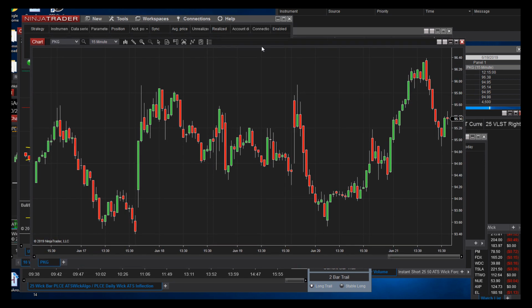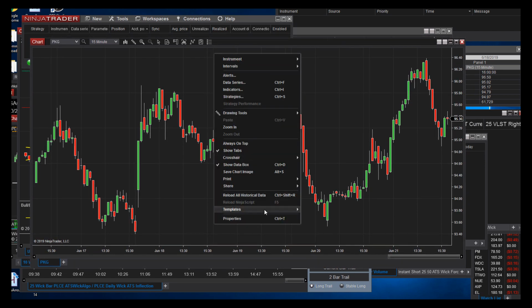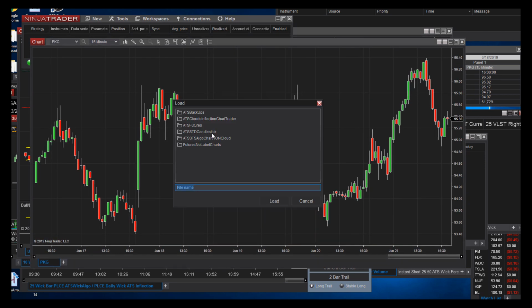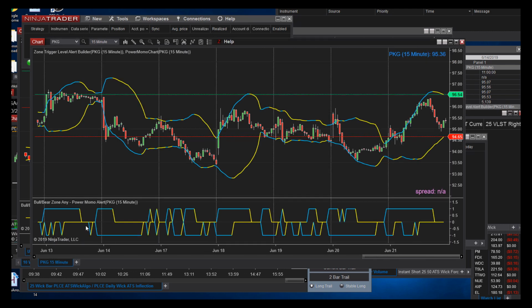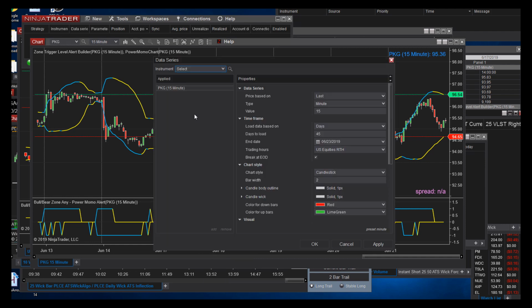Here's our chart. Very quickly loads. Going to go to templates, load, and this is a non-cloud, so you'll find it in there. Standard candlesticks, and it's the bull zone, bear zone, any. You load that, and there you have your chart. And you can actually go in and change the data series if you wanted to daily. It works on any time frame.